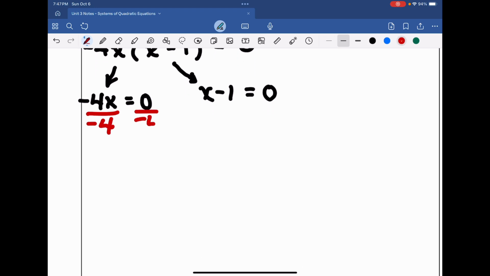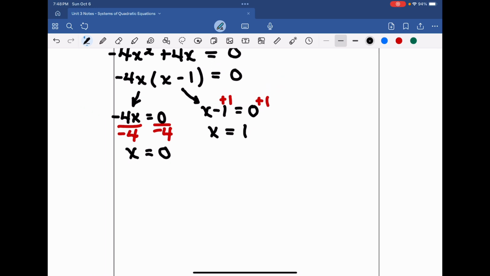We divide by negative 4 to get rid of that coefficient on x, leaving us with x equal to 0. So x equal to 0 is one of the solutions. If I add 1 to both sides on my second equation, this becomes x equal to positive 1. If x is equal to 1 and x equals 0, that means there are potentially two solutions on this graph. We're going to have to verify that in a second, but potentially this means we get two solutions.